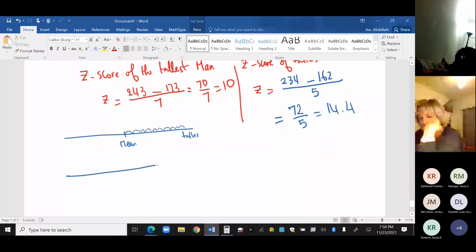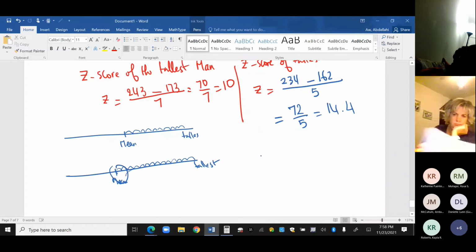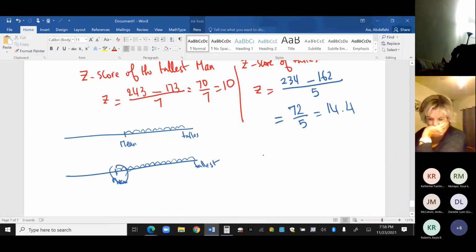But for the woman, if the mean is here, the tallest woman is 14. 1, 2, 3, 4, 5, 6, 7, 8, 9, 10, 11, 12, 13, 14, right? 14 standard deviations above the mean, which means the tallest woman does better in her gender than the tallest man does in his gender, okay? This is what it means. The tallest woman does better in her gender than the tallest man in his gender.